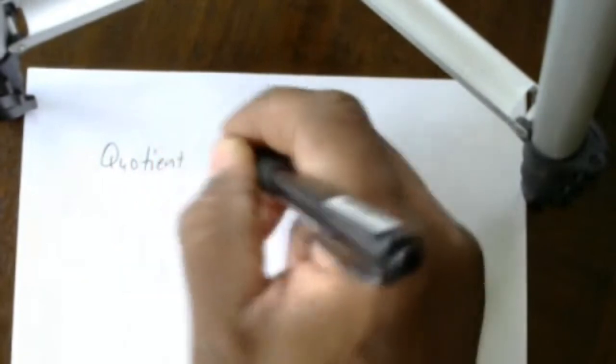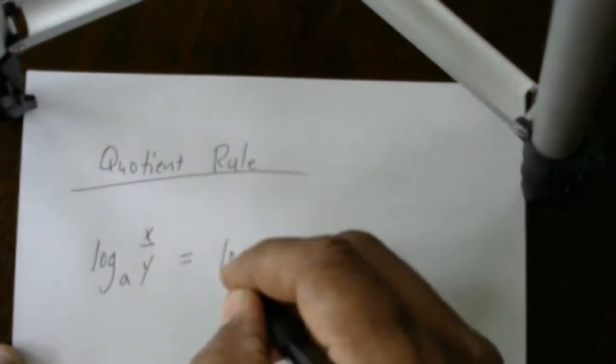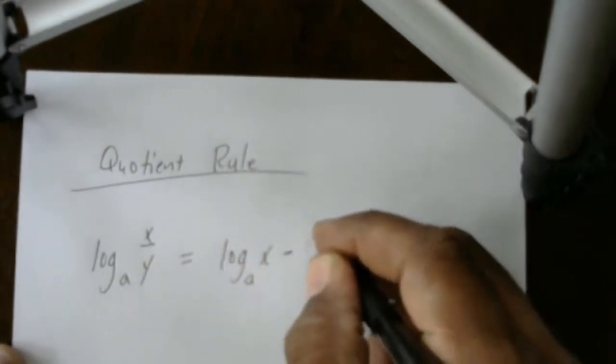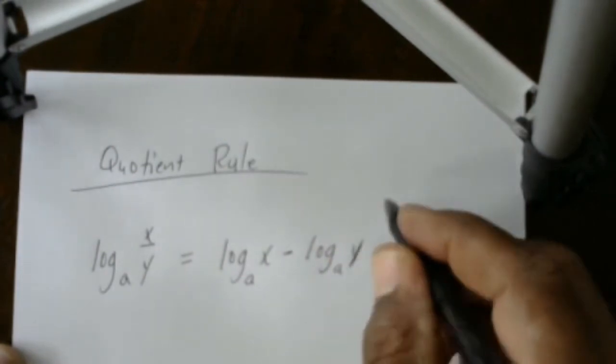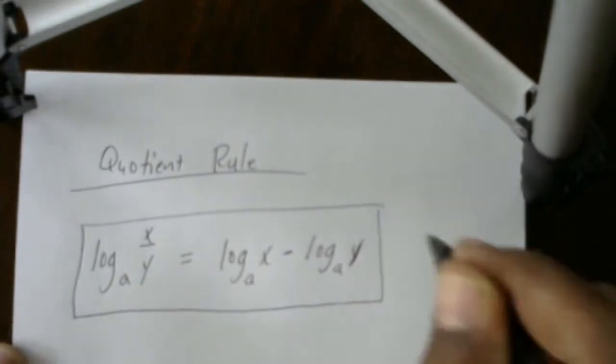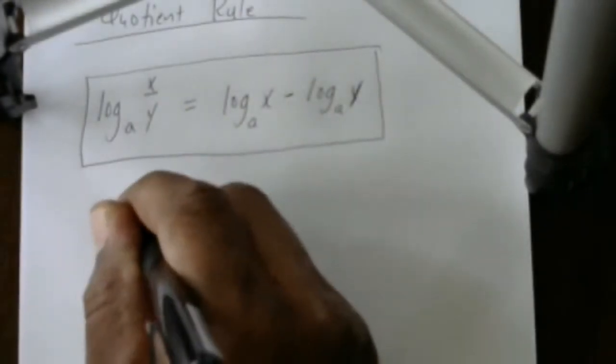Next, we will take a look at the quotient rule. And the quotient rule says that the log base A of x divided by y is equal to the log base A of x minus the log base A of y. Right? So I'm going to use the same log of 8.